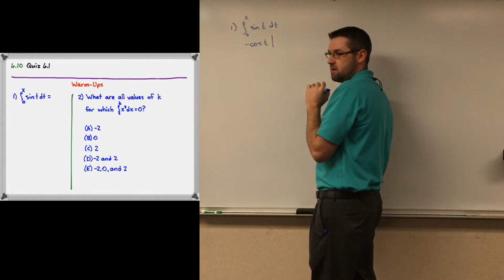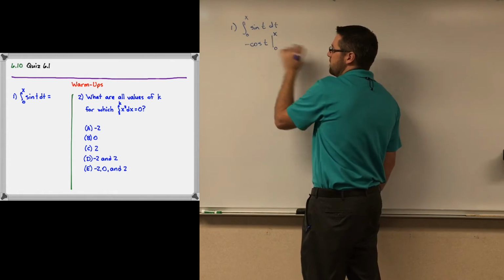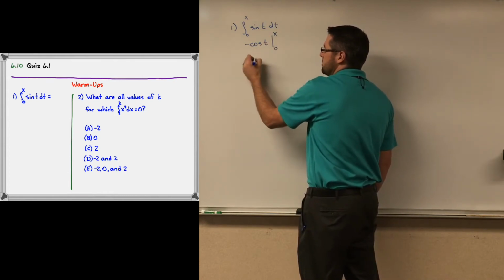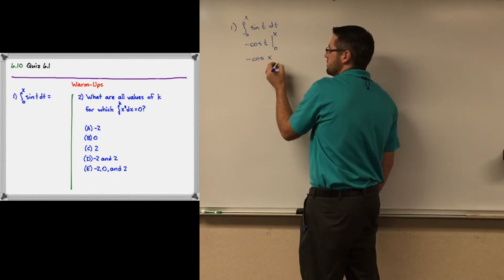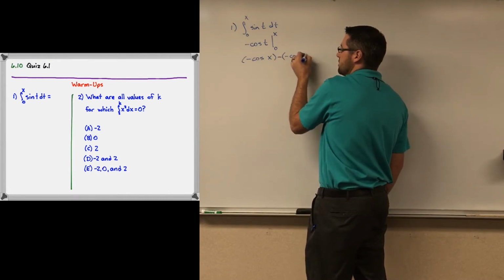The evaluate sign, right? From 0 to x. You got to get used to that. So now what do I do? Then you do the upper bound minus the lower bound. Plug in the upper bound, so negative cosine of x. And I'm going to put that in parentheses, minus negative cosine of 0.